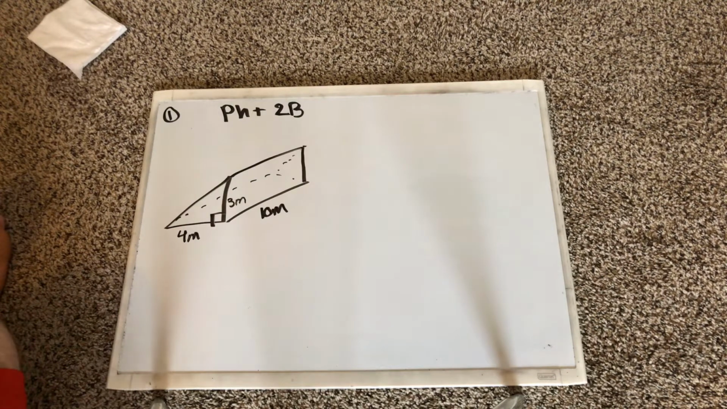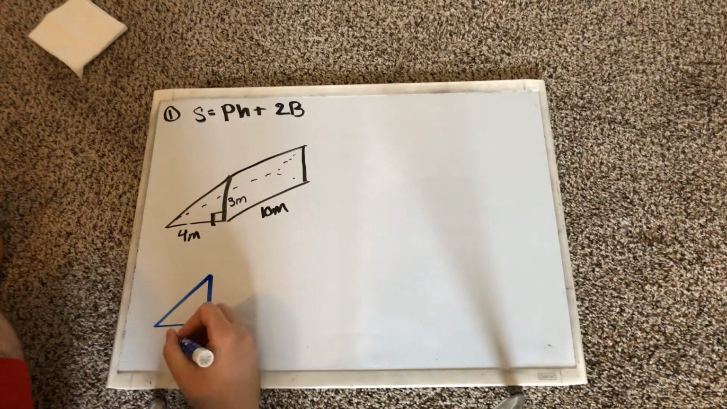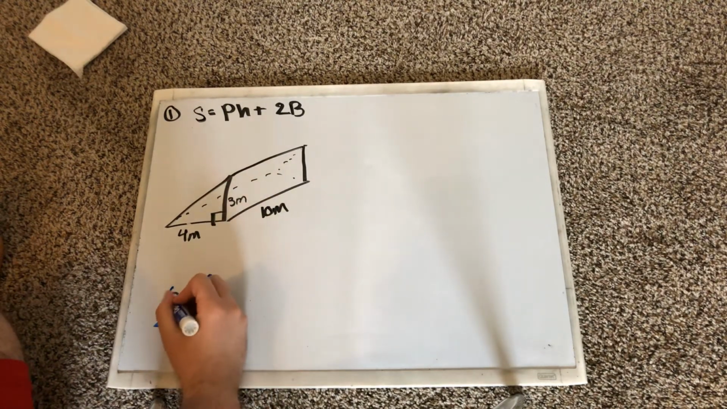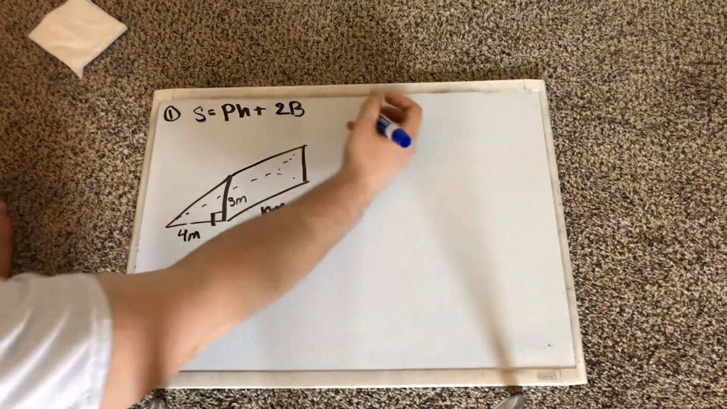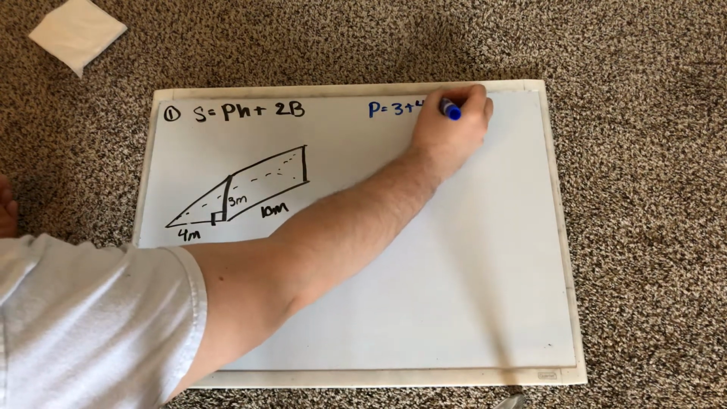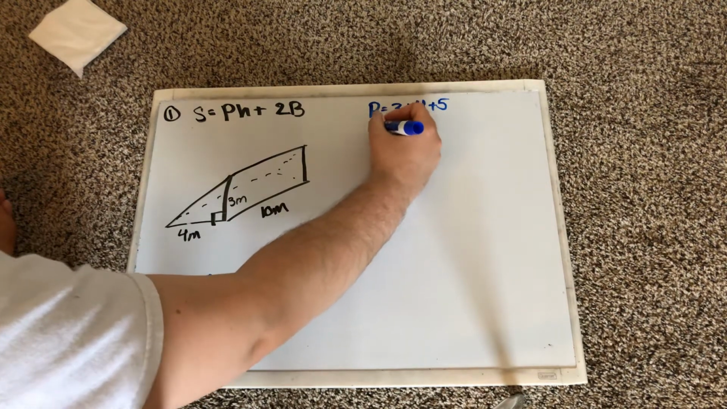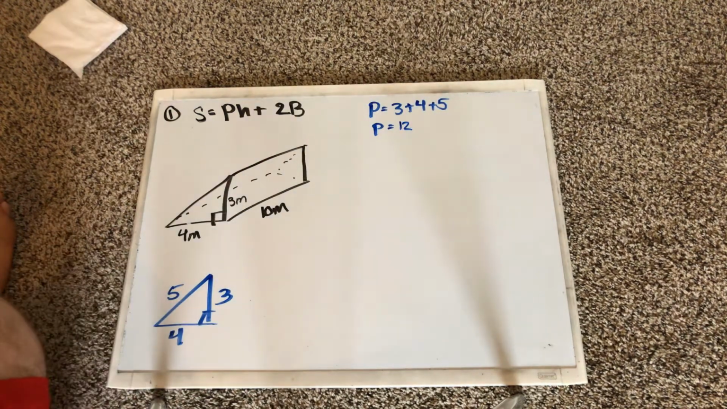Off to the side, I'm going to write everything. Oh, I forgot there's an S here. S equals. First I'll draw my base. This is technically a triangular prism because my base is this triangle, 4, 3. Hey, this is a 3, 4, 5 triangle. Pretty cool. So I can find the perimeter first, which is 3 plus 4 plus 5. 3 plus 4 is 7, plus 5 is 12. So the P is 12.